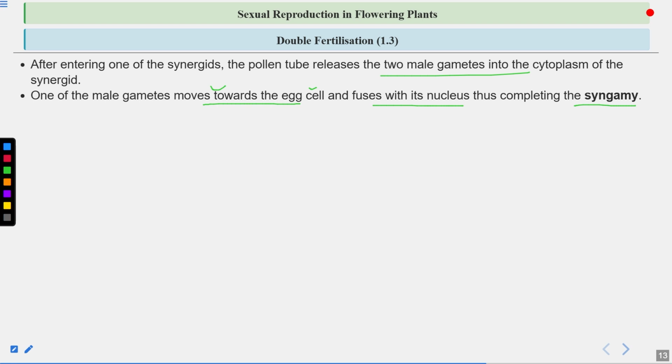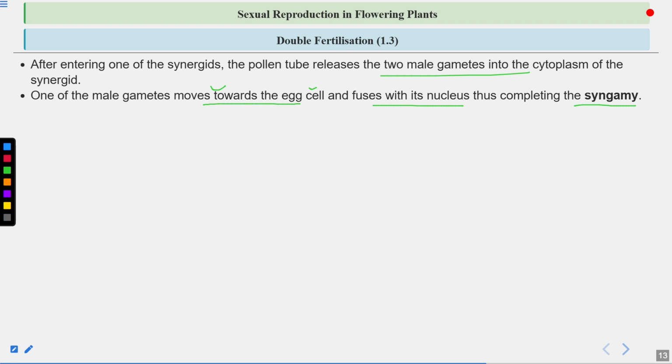Nucleus. Okay. So it is having very little cytoplasm. That is why it is called male nuclei or male gamete. Syngamy takes place by the fusion of one of the male nuclei with the egg nucleus, and that is called syngamy. Very important.